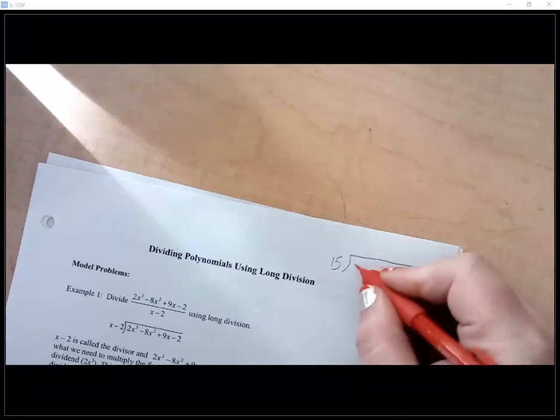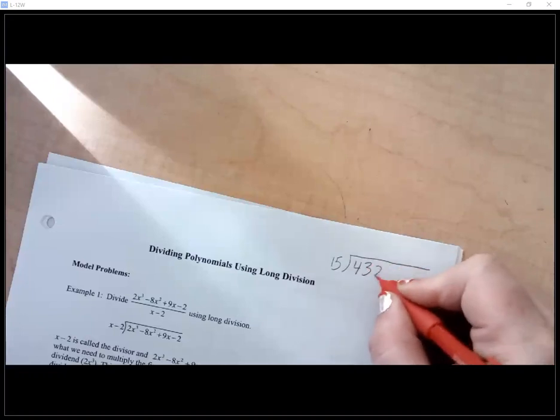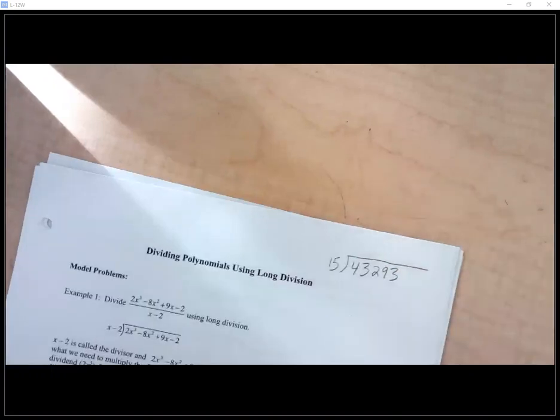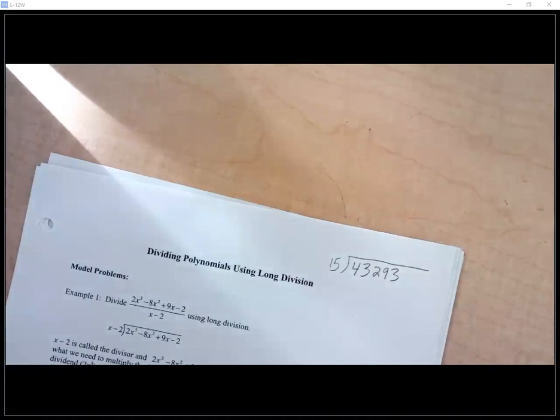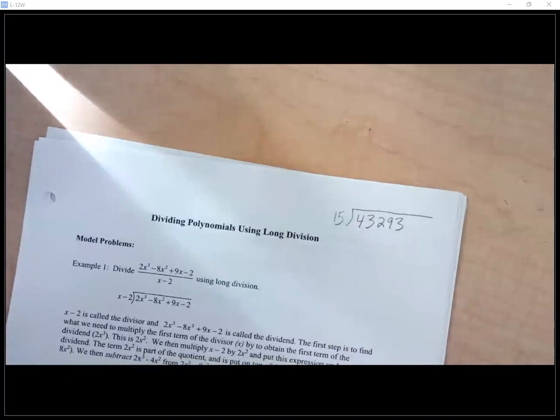Oh, I don't know, how about 43,293, whatever. See if you remember how to do that. Go ahead, everybody try it. Long division, no calculator, pencil and paper. We're gonna just see if you recall those steps.